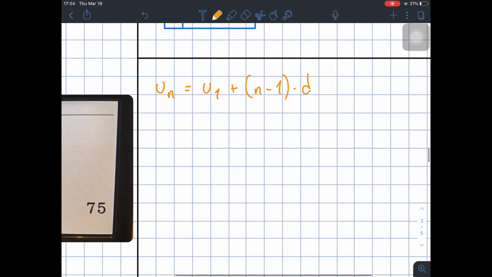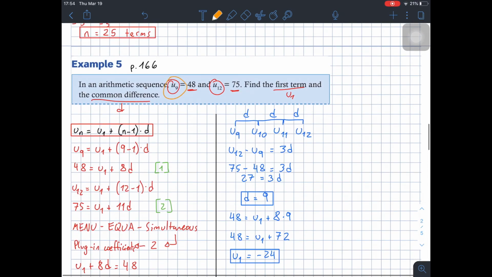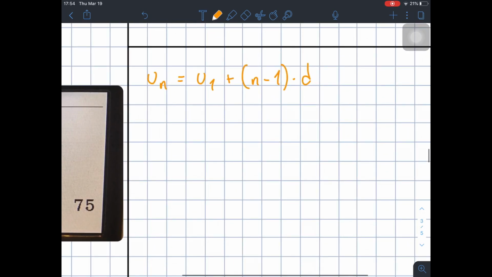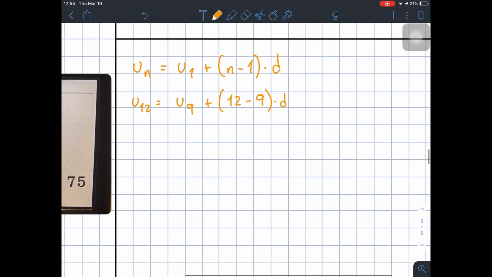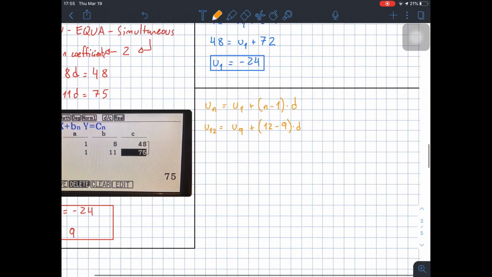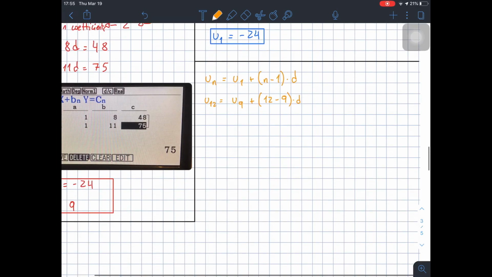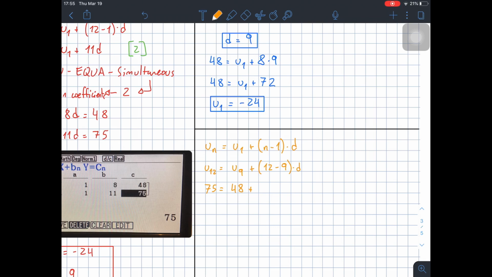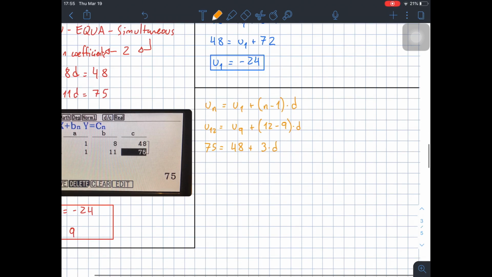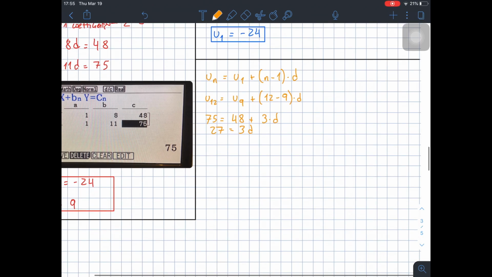So if we make a modification of this formula in order to adapt it to the pieces of information we have here, u9 and u12, we could rewrite this formula by saying the following. u12 equals u9 plus 12 minus 9 instead of n minus 1, times the common difference. Okay, this is a modification of the formula which is valid. You can do this reasoning without any problem. So we know that u12 is 75 equals u9, which was 48, plus 12 minus 9, which is 3d. So once again, 75 minus 48 is 27 equals 3d. So then d equals 9.